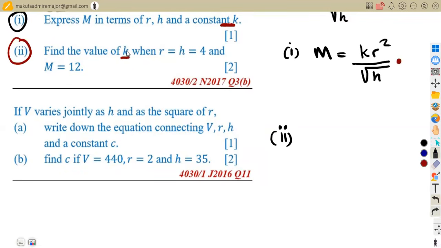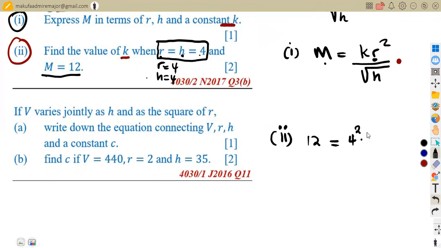So now you're asked to find k given these values: when R and H are equal to 4. They are simply saying R is equal to 4, and at the same time, H is equal to 4. R and H, they are equal, also equal to 4. So we are simply substituting M, which is 12. So in place of M, we are going to substitute 12. So 12 is equal to kR squared. R, remember, we are told that R is 4. So it's going to be 4 squared times k over the square root of H, which is the square root of our H, which is 4 again. Remember, these two are the same.